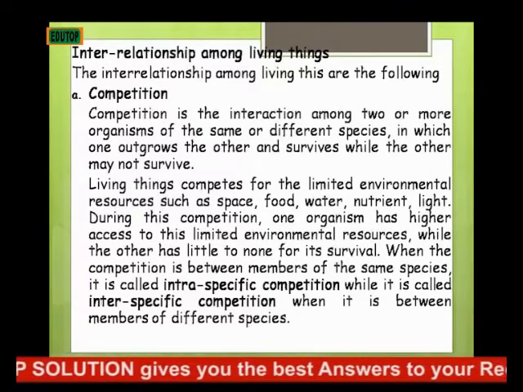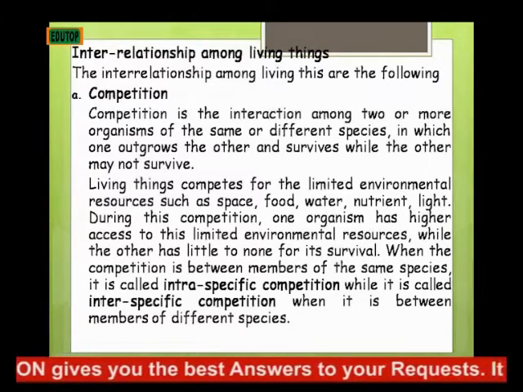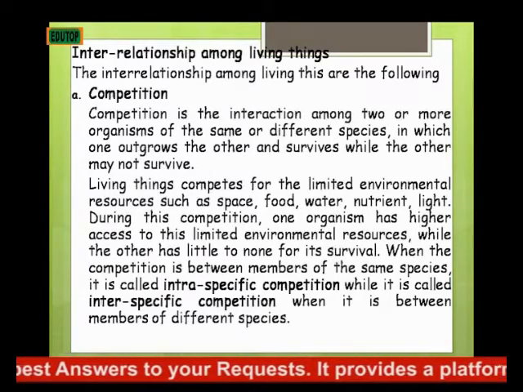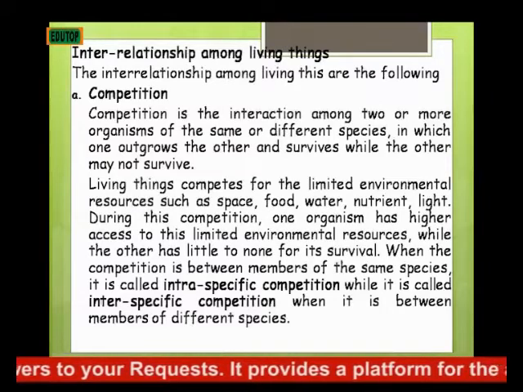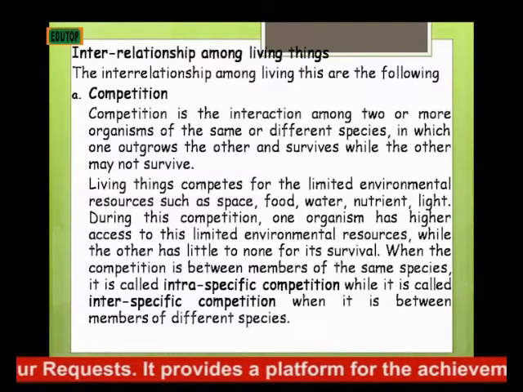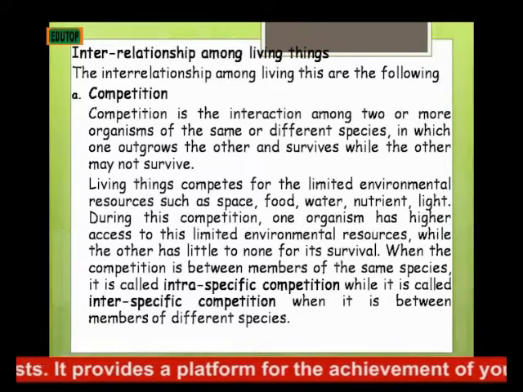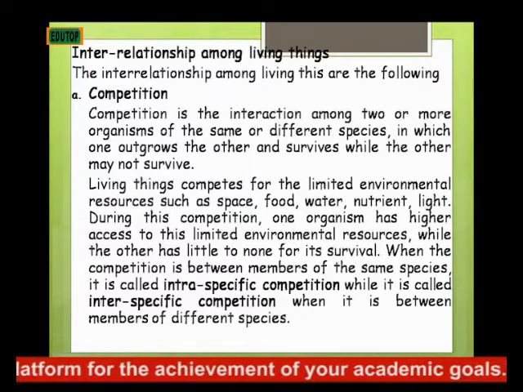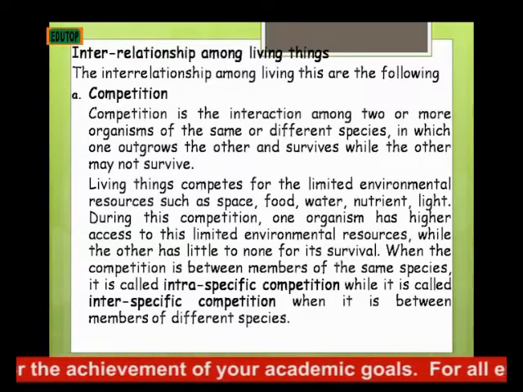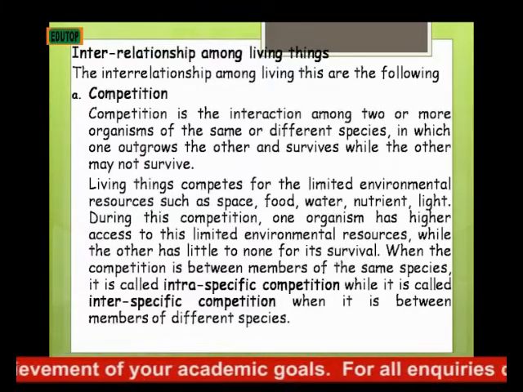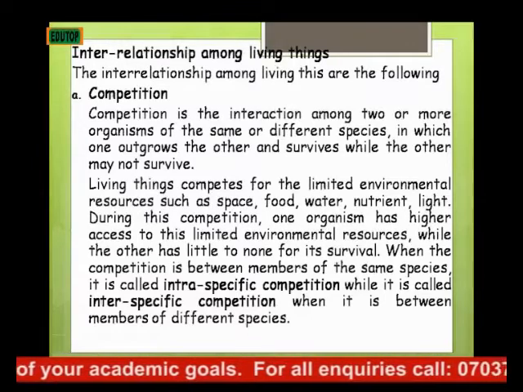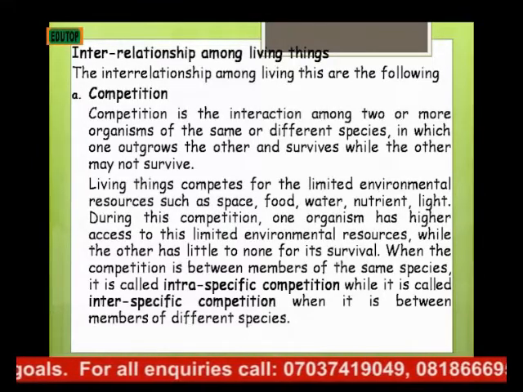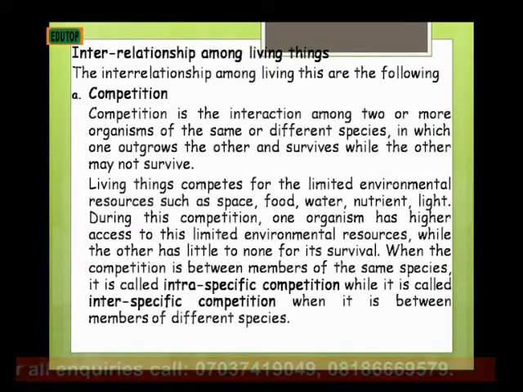Living things compete for limited environmental resources such as space, food, water, nutrients, and light. During this competition, one organism has higher access to these limited environmental resources, while the other has little or none for its survival. When the competition is between members of the same species, it is called intraspecific competition, while it is called interspecific competition when it is between members of different species.